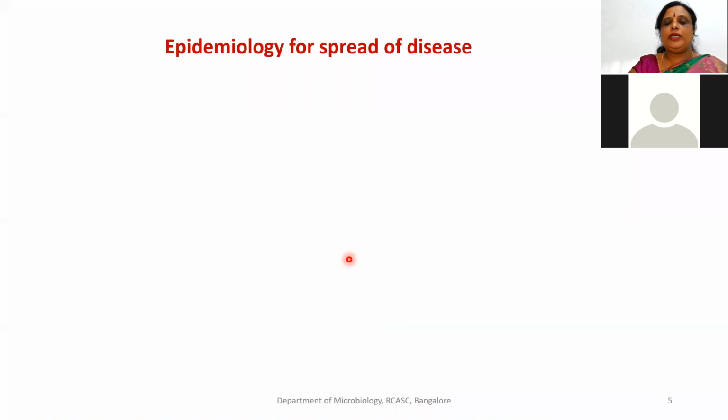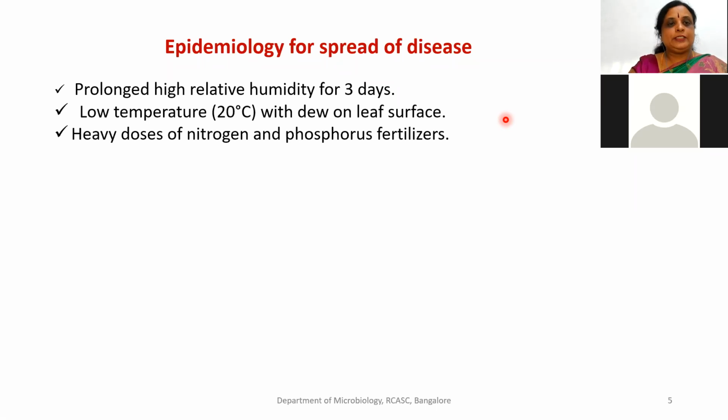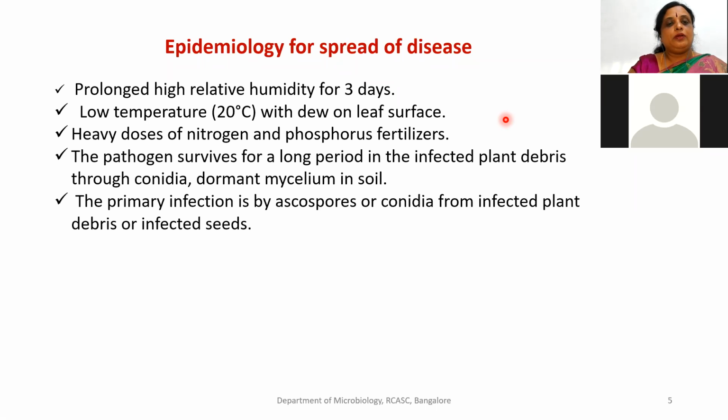Coming to the environmental factors required for the spread of the disease: prolonged high relative humidity. Humidity is the main reason for the spread of this disease. Low temperature, around 20 degrees Celsius, with dew on the leaf surface also helps in the spread of the disease. Heavy doses of nitrogen and phosphorus fertilizers. The pathogen survives for a long period in the infected leaf debris through conidia and dormant mycelium in the soil. The primary infection is by ascospores or conidia from infected plant debris or infected seeds.